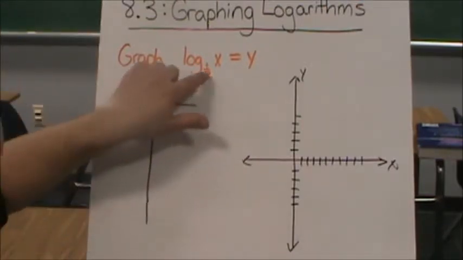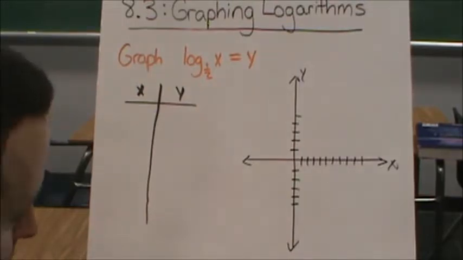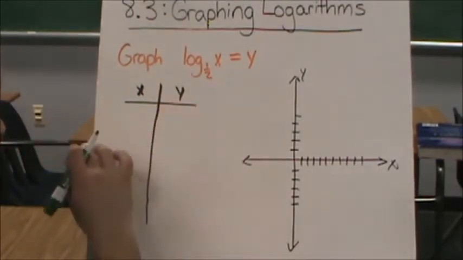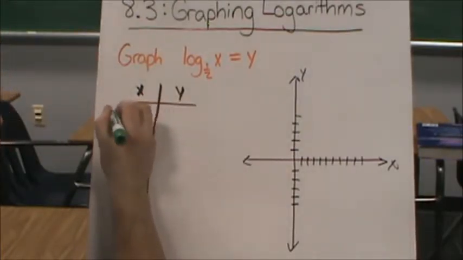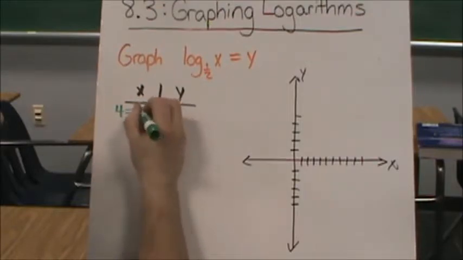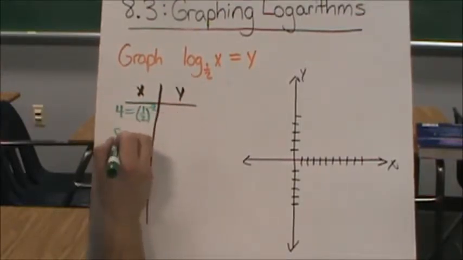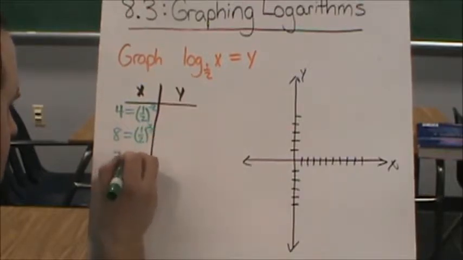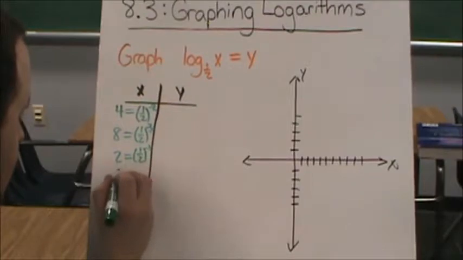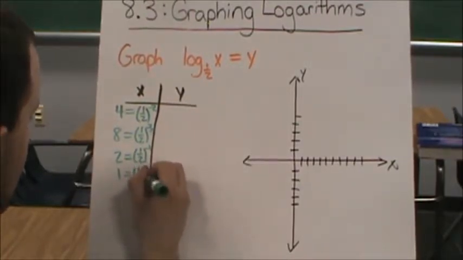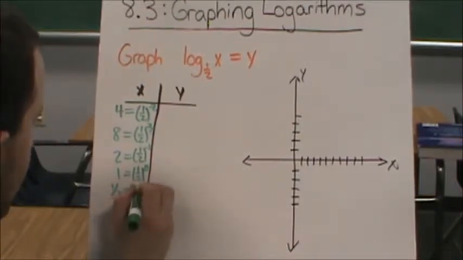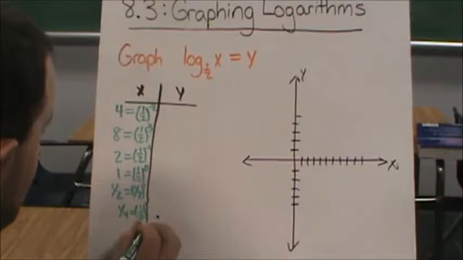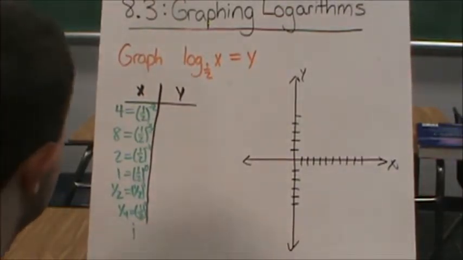So now let's graph log base 1/2 of x equals y. So what we're going to do is, by our first step, choose values of x that are powers of our base, which is 1/2 in this case. And in this case, our values of x, we get 4, which is equal to 1/2 to the -2. We could pick 8, which is 1/2 to the -3rd power. 2, which is 1/2 to the -1st power. 1, which is 1/2 to the 0th power. 1/2, which is 1/2 to the 1st power. 1/4, which is 1/2 squared. We could keep going if we want. I think that's sufficient enough to see what's going on.